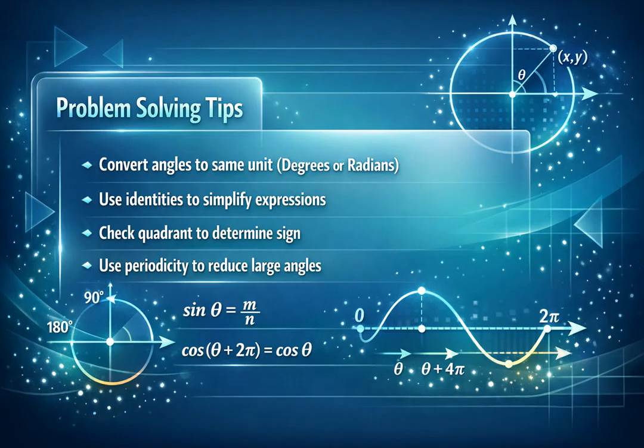Here are some problem-solving tips. Always convert angles to the same unit before calculating. Use identities to simplify complex expressions. Check which quadrant your angle lies in to determine the correct sign. Use periodicity to reduce large angles to smaller, manageable ones within the first revolution.